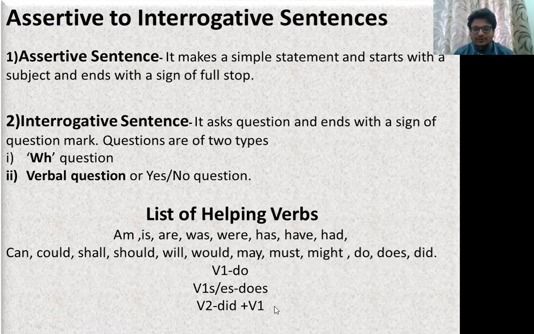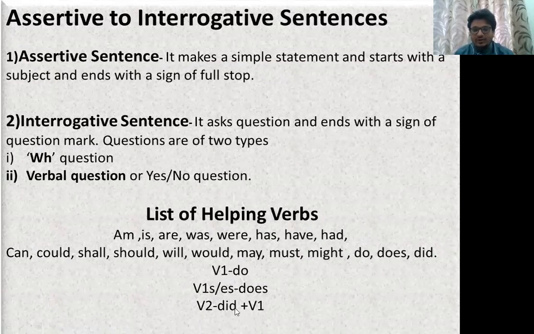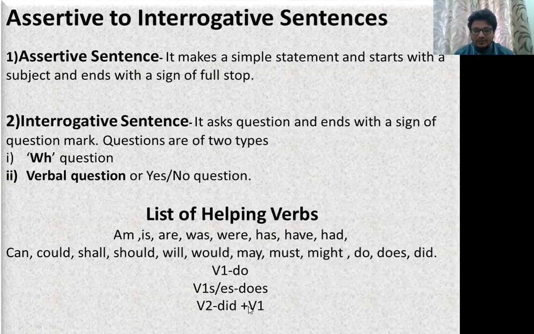Sometimes we see that a helping verb is not given in the statement. So in that condition, what do we have to do? Simply, we have to bring do, the first form of the verb, if the main verb is given in first form. Does, when the main verb is added with S or ES form. If the main verb is given in second form, we have to bring did, and did always takes the first form of the verb. Now we are going to come to the sentence.